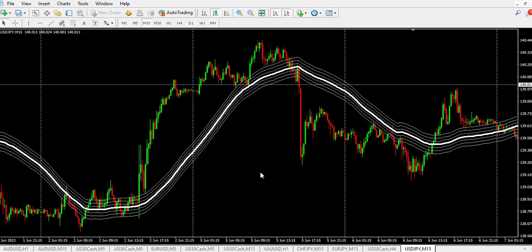This strategy can be used on Metatrader 4 and Metatrader 5. Make sure you check it out and practice it on a demo account.